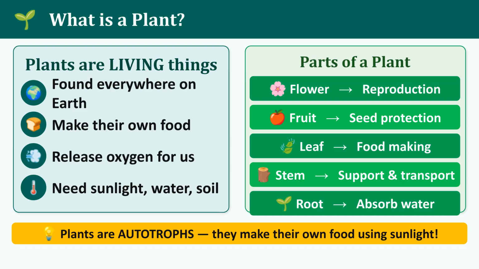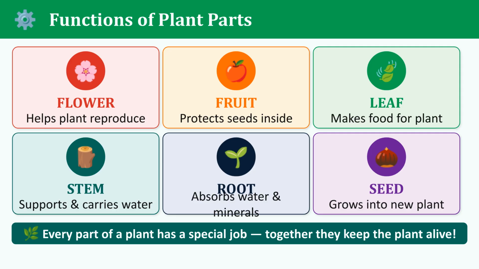Now let's quickly identify the major parts of a plant: flower, fruit, leaf, stem, and root. Each part has a special function. Every part of a plant has a specific responsibility. Let's understand them one by one. The flower helps the plant reproduce. It produces seeds that grow into new plants. The fruit protects the seeds inside. It also helps in seed dispersal.